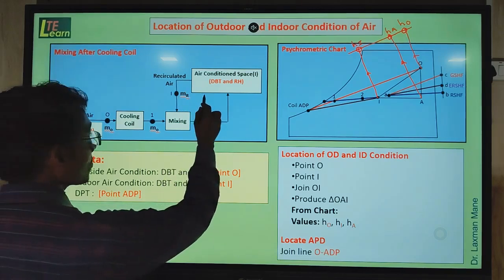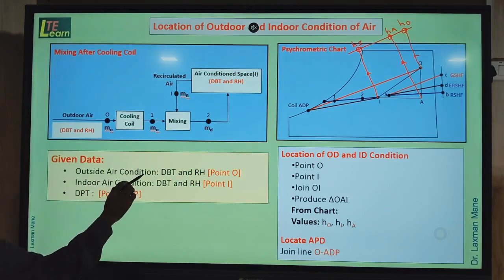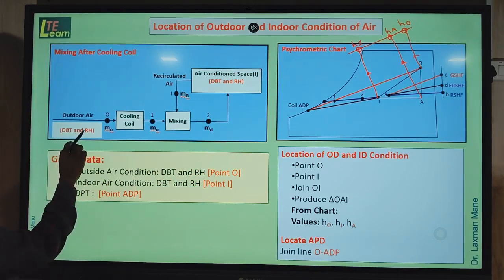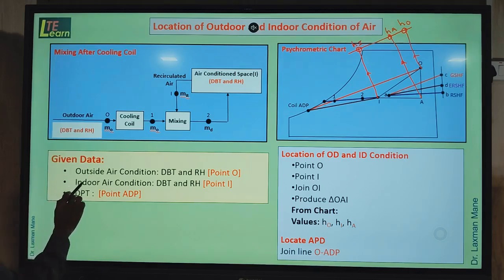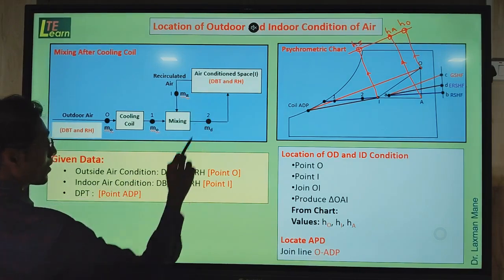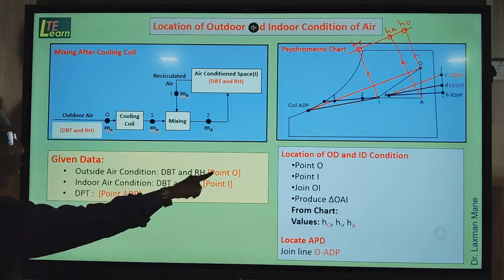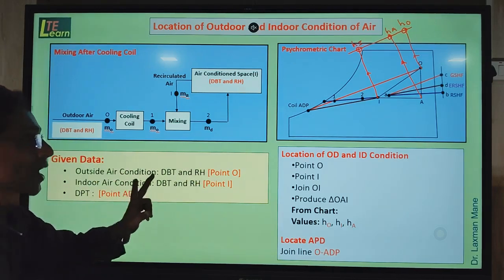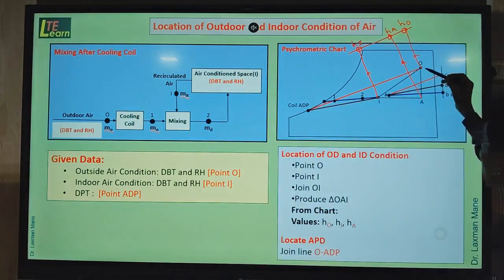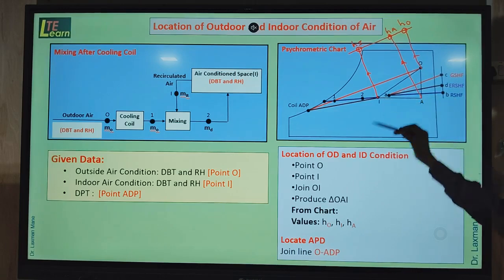Now in this case, in a given data, outside air condition in terms of dry bulb temperature and RH, also for indoor condition space, dry bulb temperature and RH. By using this data, we locate point O and point I. So here on the psychrometric chart you can see this is a point O, that is a condition of outdoor air, and point I, that is a condition of indoor air.